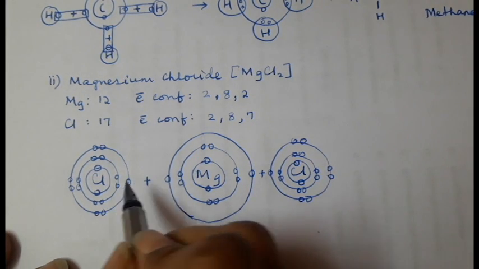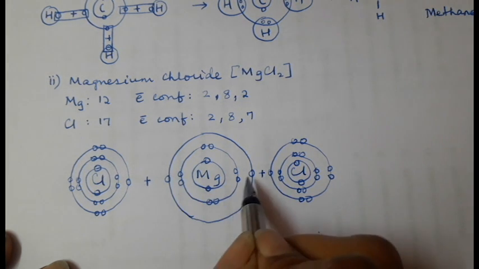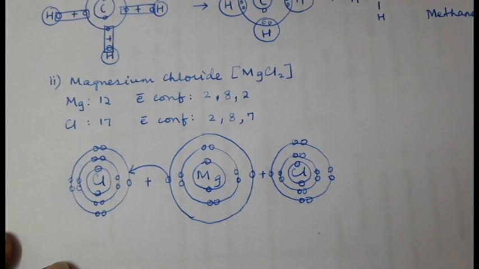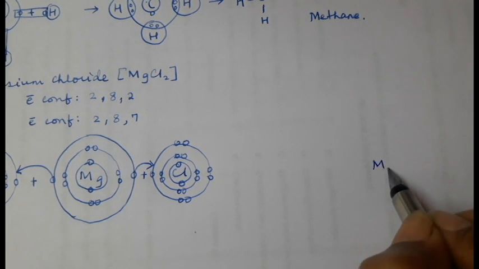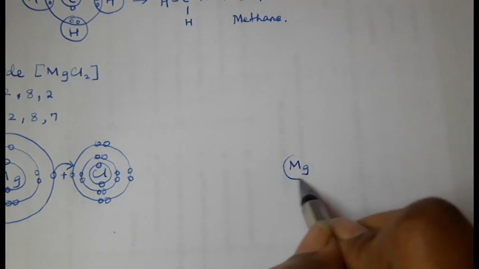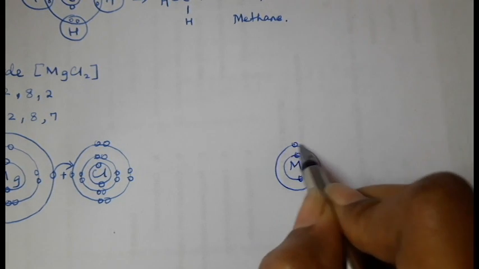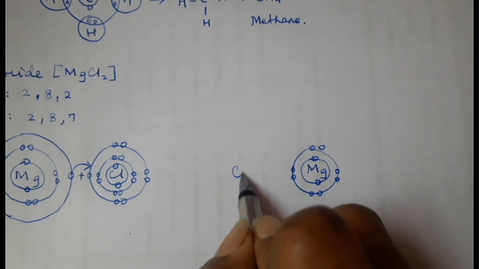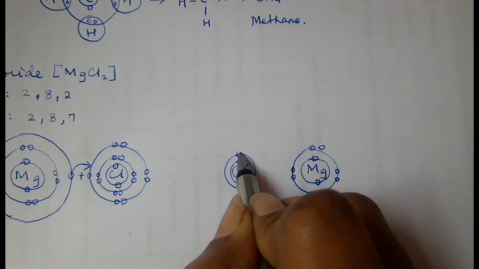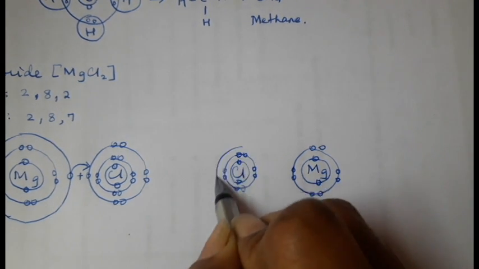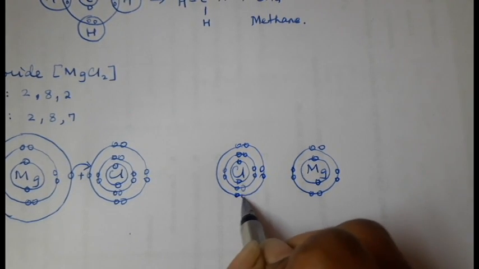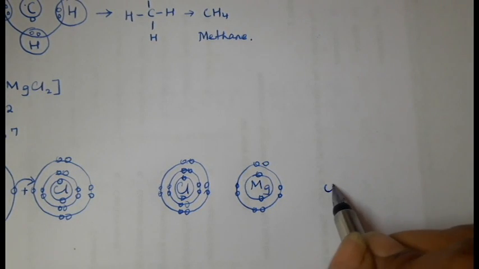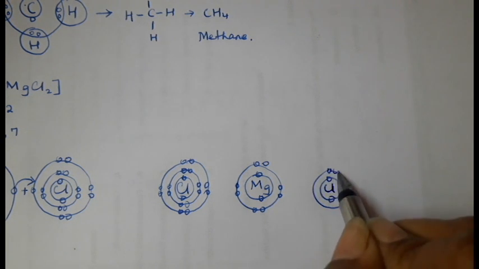Now chlorine has 7 electrons, it needs 1 more, and magnesium has to lose 2 electrons, so the 2 electrons are transferred, one to this chlorine and the other one to this chlorine, and as a result of that we will have Mg, which will be 2 electrons, then we have 8 electrons, and this side there will be chlorine, which is 2 electrons, the second shell with 8, and the third shell also with 8 electrons, and this side the second chlorine, exactly the same.